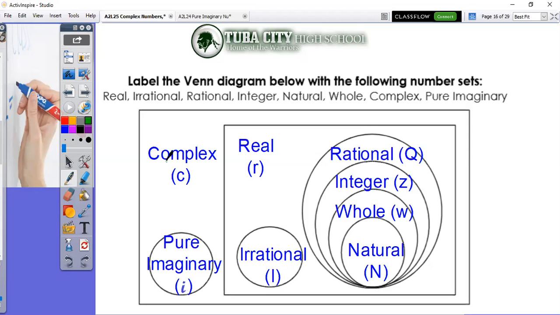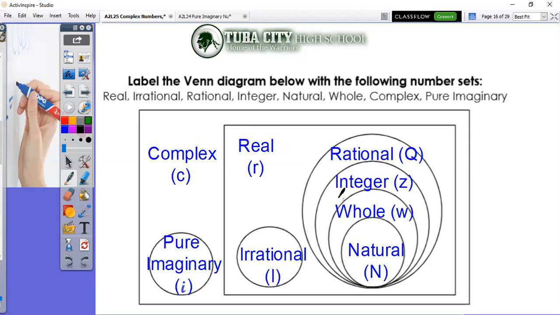So that's why the complex and pure imaginary are outside of real numbers. Other than that, everything else is still the same. And remember, if one circle is inside of another circle, then that means that it belongs to that group as well. So for instance, a natural number is a whole number, a natural number is an integer, and a natural number is rational and a real number.